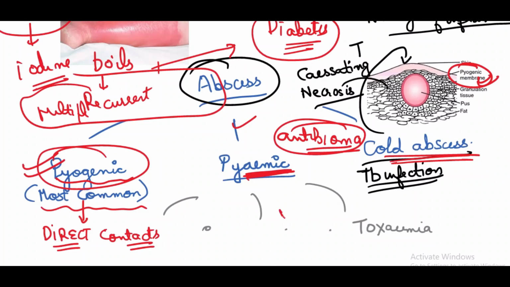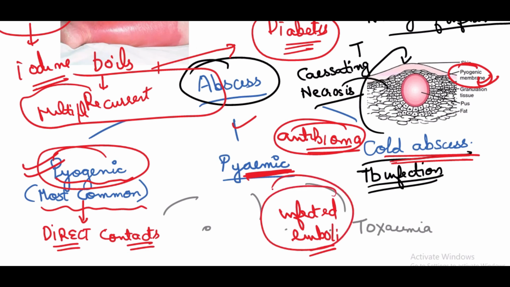Pyemic abscesses are the multiple abscesses that develop from infected emboli in pyemia. So it occurs due to the conditions like acute osteomyelitis, acute inflammation of the intracranial sinuses, and acute appendicitis.